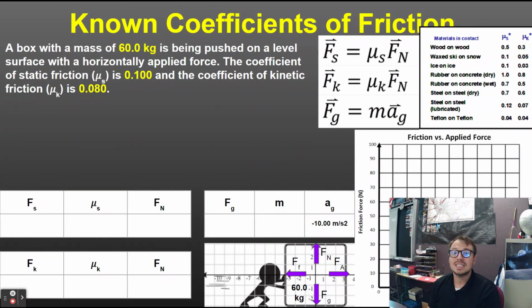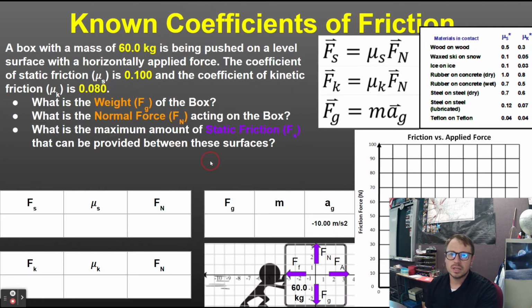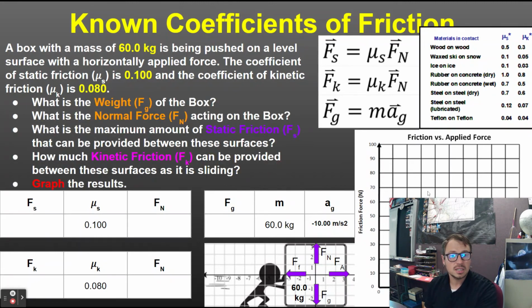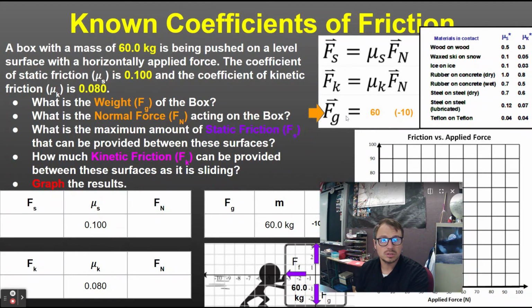Now, you can also have a question like this. A box with a mass of 60 kilograms is being pushed on a level surface with a horizontally applied force. The coefficient of static friction is 0.100, and the coefficient of kinetic friction is 0.080. So we need to find that normal force. It's 600 newtons. So there's the gravitational force, it's going to be down, but the normal force balances it out at 600 newtons.